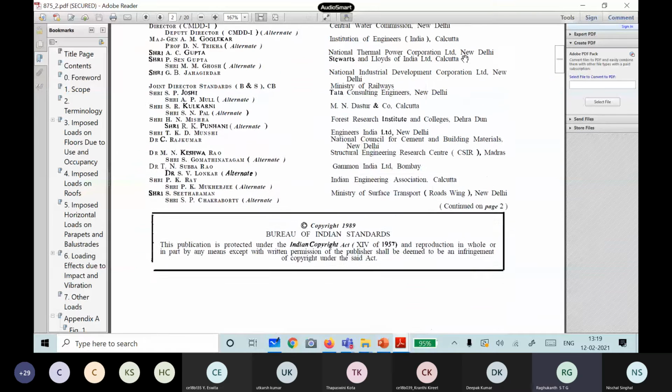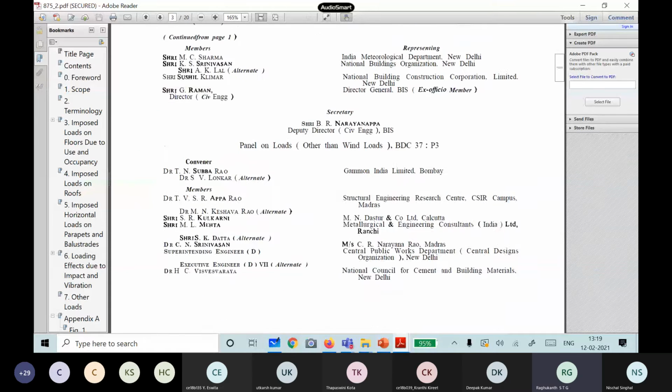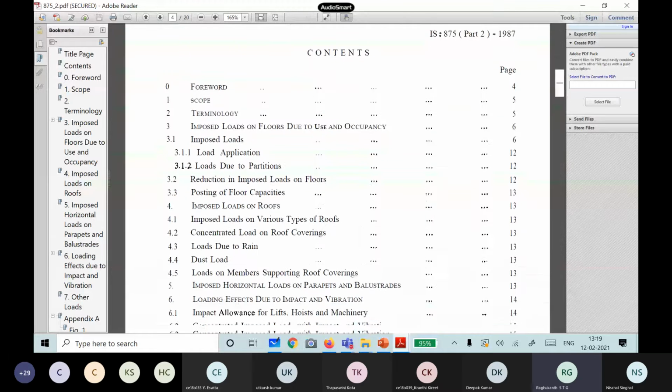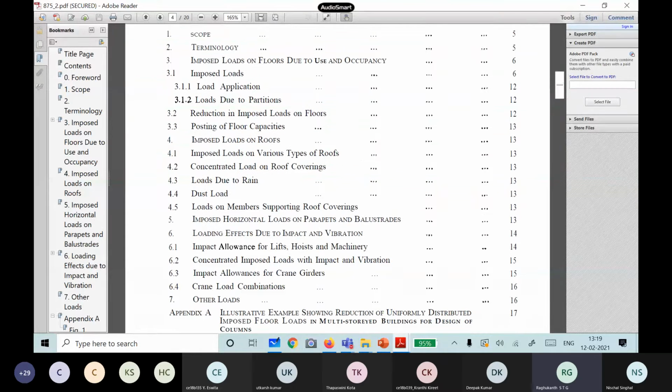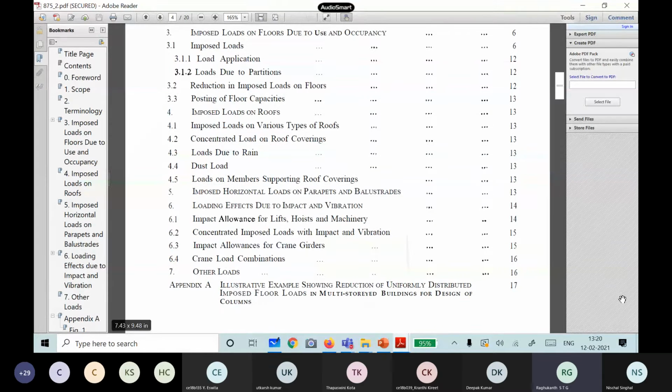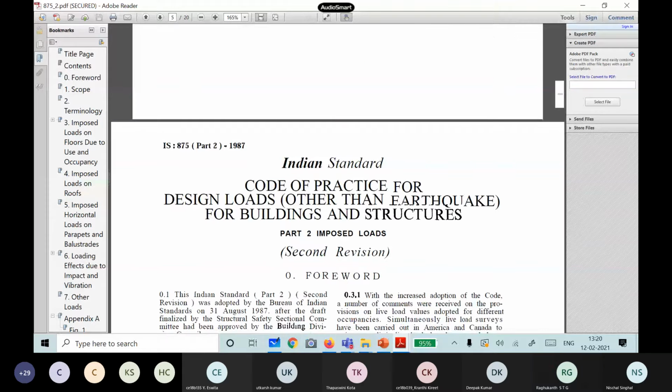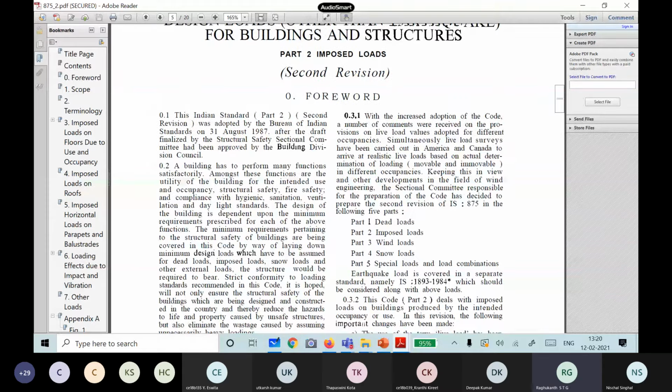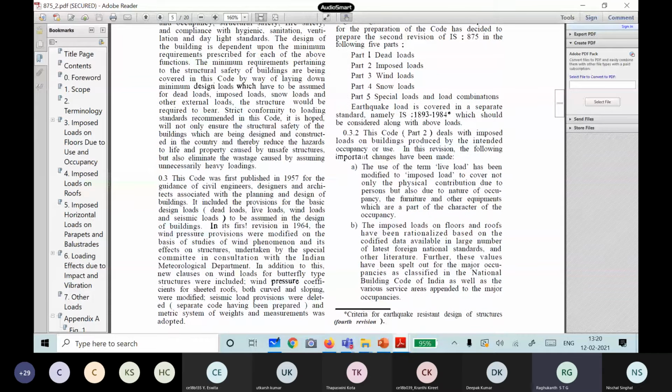Anyway, these are the people who have done this code, the committee, and their names will be there. Now if I see the loads, they have the imposed load, then reduction in imposed load, then posting floor capacity, loads due to rain, dust load. You can see here impact allowance for lifts, hoists, all these details, crane load also. This code itself gives you this. So what I suggest to all of you is to read it once. It will be very nice when you're doing it for the first time.